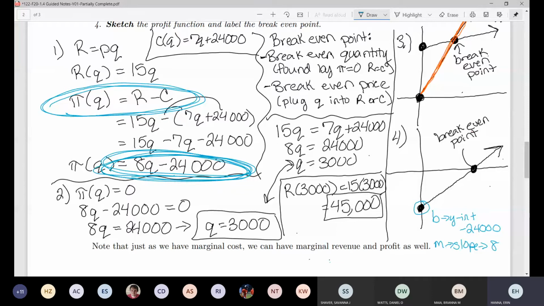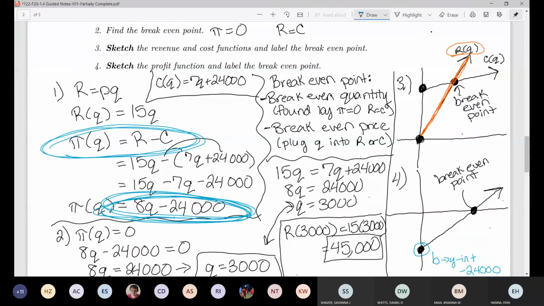It is not very steep compared to 24,000, but this is the only line I'm drawing on there. Let me draw just however steep I want, really. When it came to part 3, for C of Q we have a slope of 7. That's not very steep, so I made the first line not very steep at all.